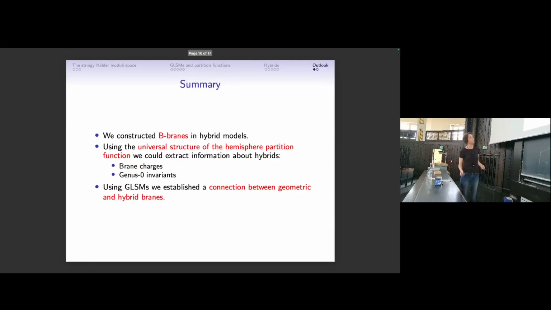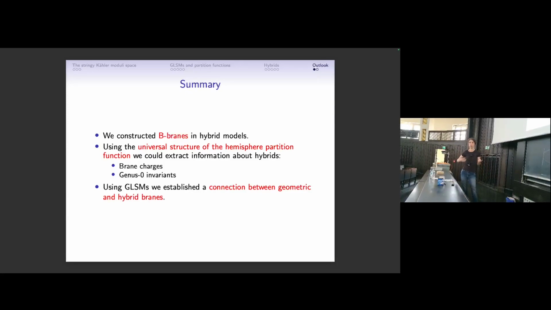All right, I should wrap up. So just a brief summary. What we've done: we've studied hybrid models by means of GLSMs and hybrid theories themselves. We constructed B-branes in hybrid models. We used the universal structure of the hemisphere partition function to extract quantum exact information about the hybrids, like B-brane charges and genus zero invariants. And using the GLSMs, we could also establish a sort of hybrid Calabi-Yau correspondence, in generalization of the Landau-Ginzburg Calabi-Yau correspondence, by making a connection between geometric and hybrid branes and computing analytic continuation matrices.